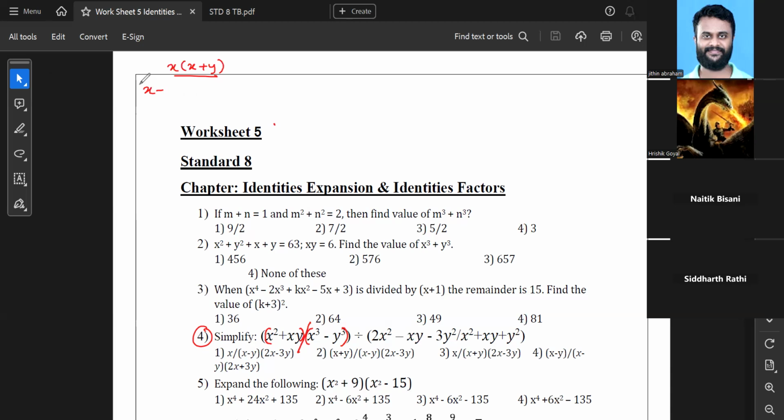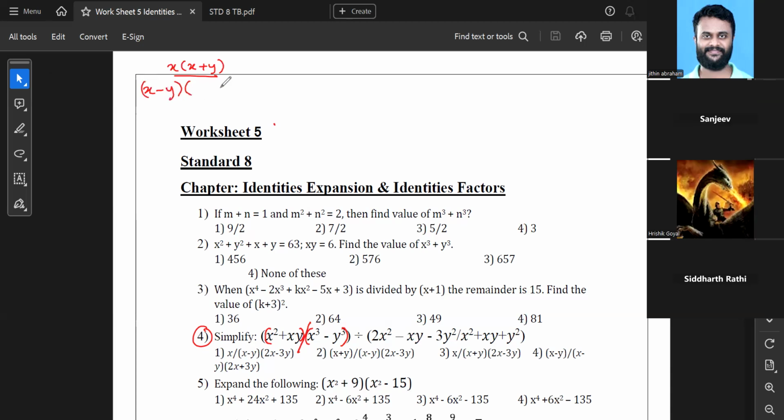Yeah, so x minus y. x minus y in the bracket x square plus xy plus y square. This is my first term. Then divided by second term. So what I'll do, I'll write it as multiplied by the second term, making the numerator the denominator and the denominator the numerator. So I'm going to write the new denominator first. In this case, it is x square plus xy plus y square. It's a single term only. Divided by 2x square minus xy minus 3y square.